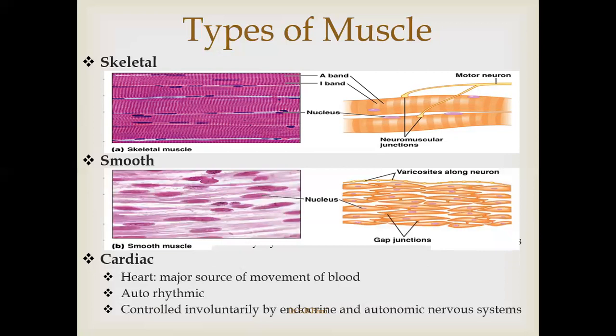Smooth muscle cells don't have that kind of arrangement; you don't have sarcomeres in smooth muscle cells, so they appear smooth. But you have two different types of smooth muscle cells. We have the single unit smooth muscle cells.